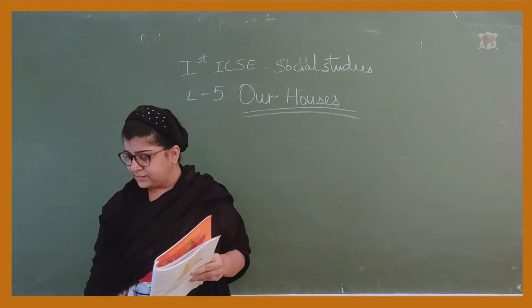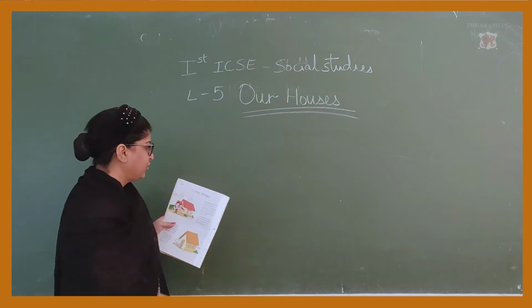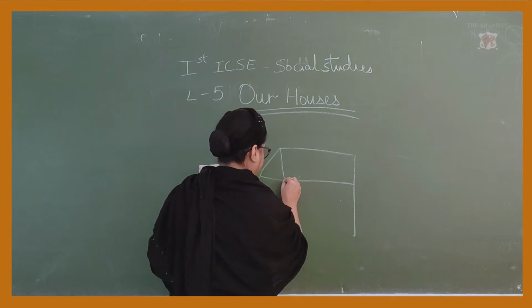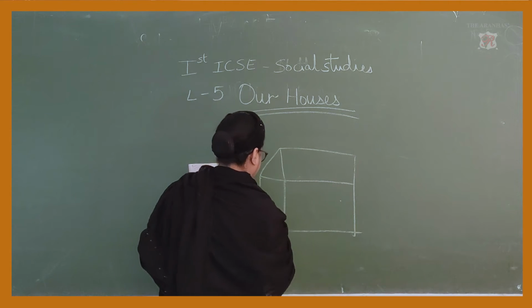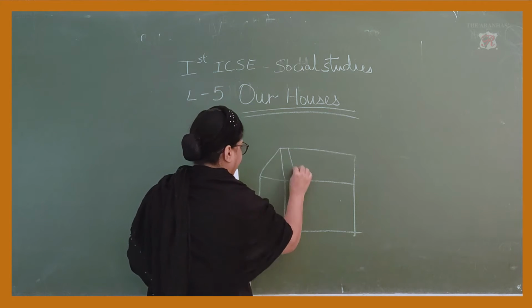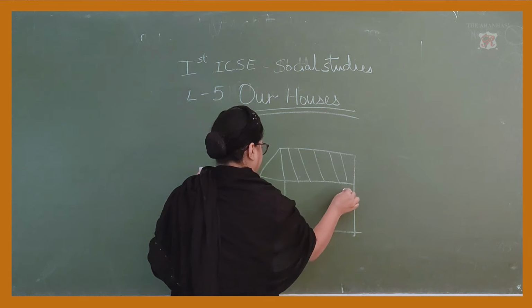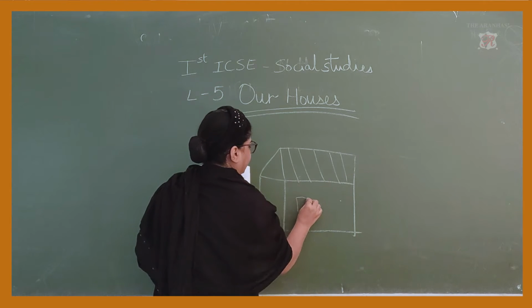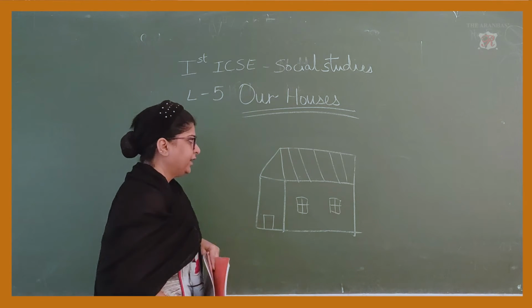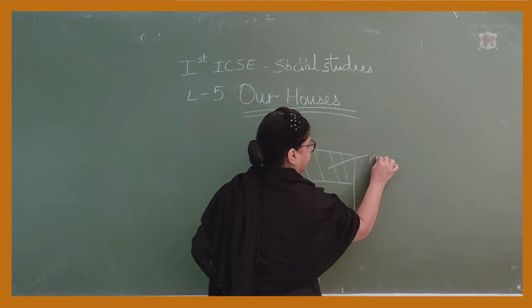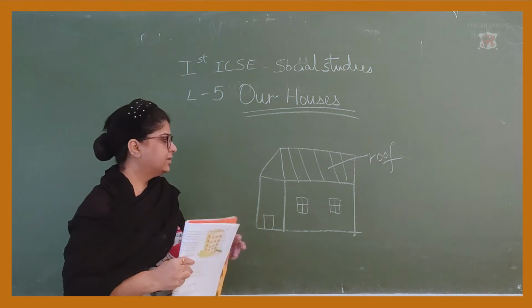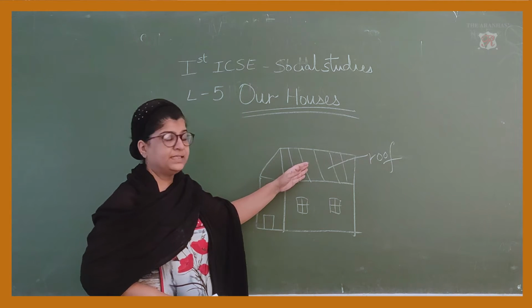Now, where the house is or where the roof is, I can draw roughly. This is the door, and this is the roof. And you can have many rooms inside this. This is the window. Now what is the roof? This is the roof. Roof means the top portion of the house. So if it is a house, this is the roof.